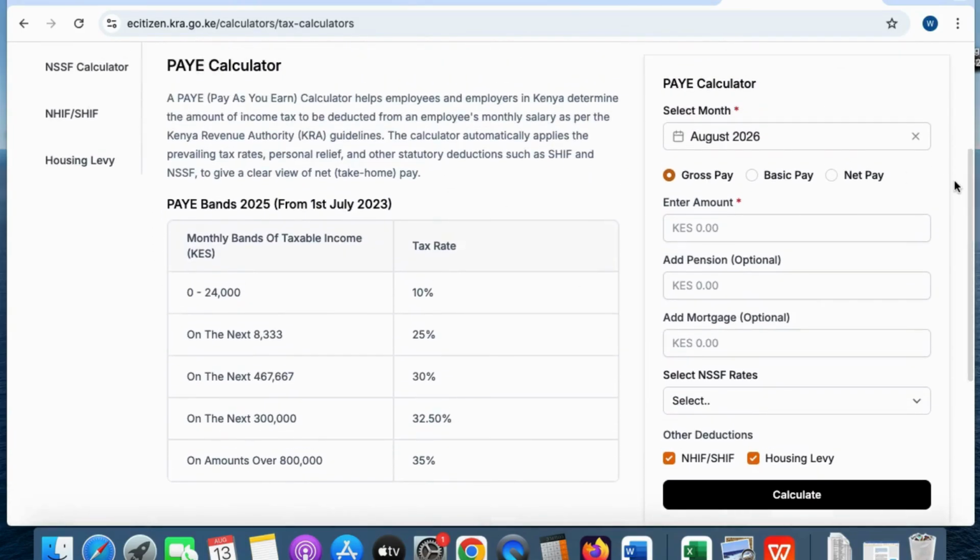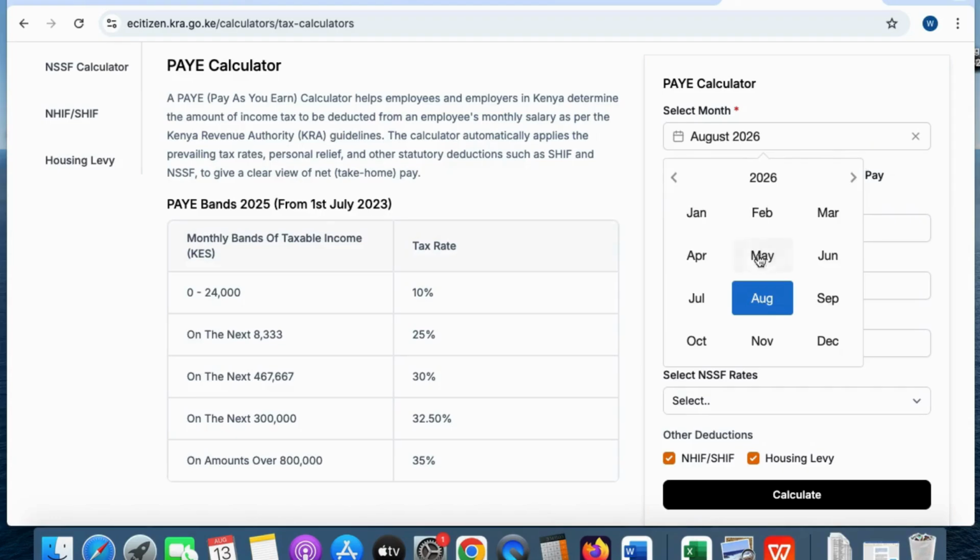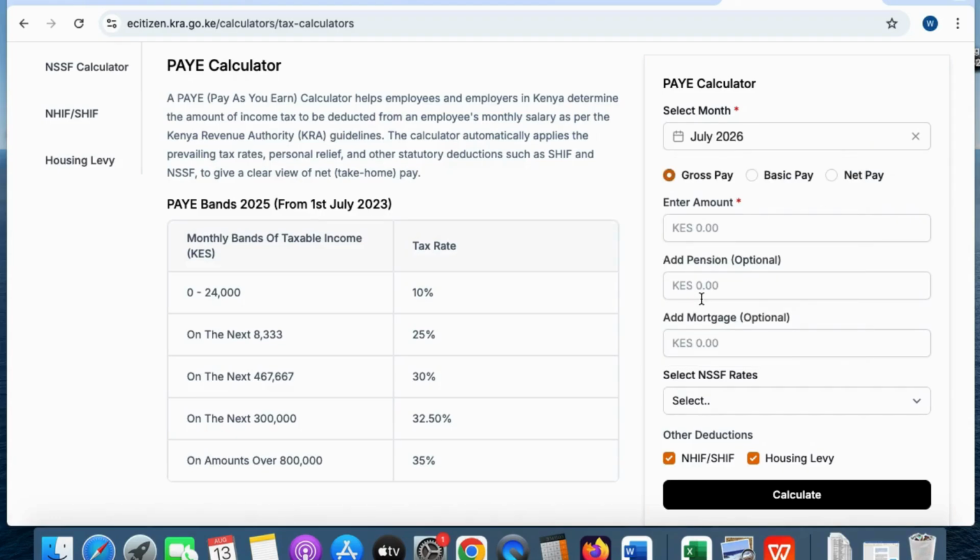So let's do a simple demonstration so that you can see how the calculation is done. Let's assume that this employee earned 50,000 shillings. Under the month that you want to calculate, let's assume that we are calculating July 2026, so we select July. Now, if the employee's basic pay has no additional benefits or earnings, then we select basic pay and enter 50,000. So next, if the employee makes additional pension contributions, then you can enter the total amount here.